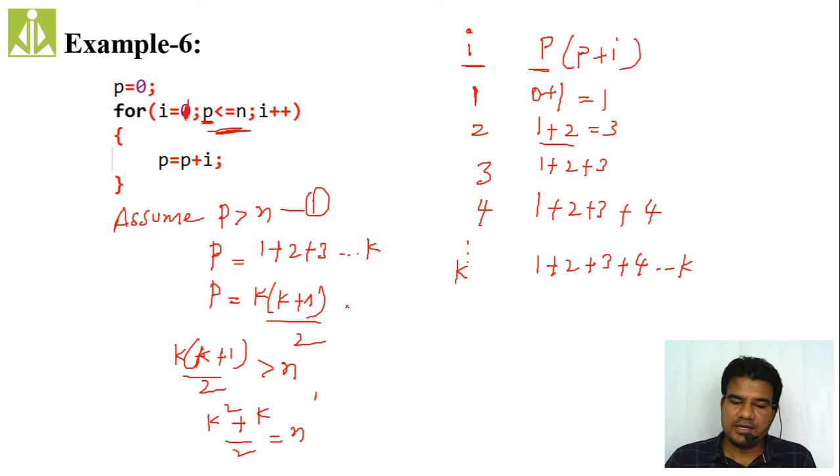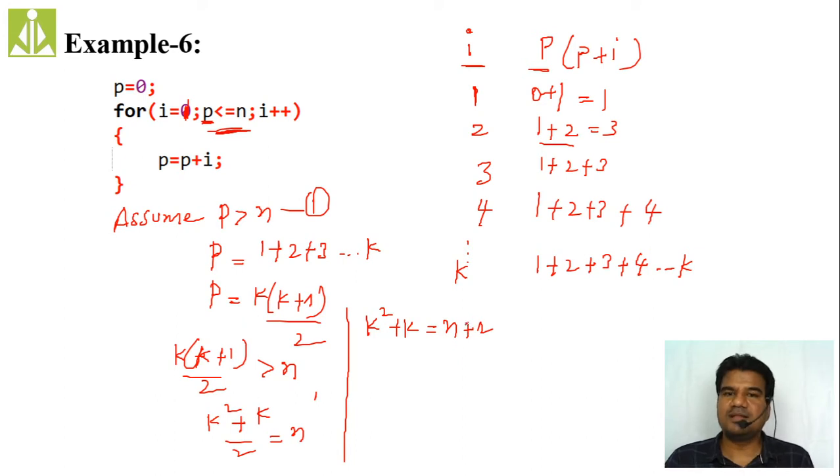Next, adding something to N won't change the order of frequency, isn't it? Adding 2 to it, we will consider N plus 2 also as N only. So adding 2 will not change anything. K square plus K equals N plus 2. This is something like adding a drop of water into the ocean. It will not change anything in the ocean. So we'll make this frequency N only. So K square equals N plus K. Again, adding some more to the ocean, nothing will happen.